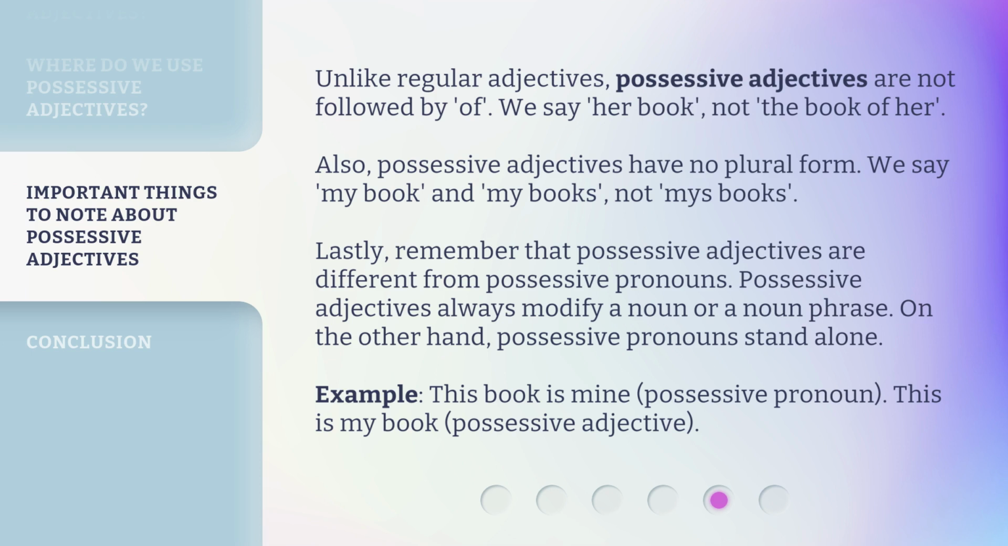Lastly, remember that possessive adjectives are different from possessive pronouns. Possessive adjectives always modify a noun or a noun phrase. On the other hand, possessive pronouns stand alone. Example: this book is mine, possessive pronoun. This is my book, possessive adjective.